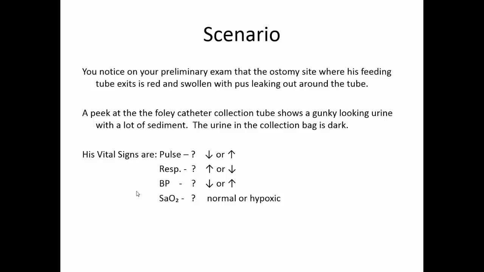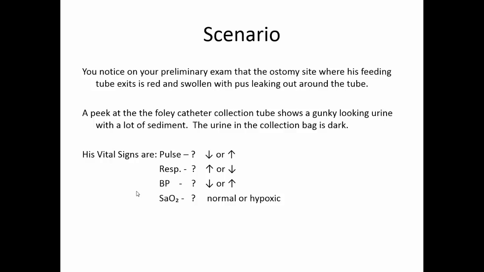You notice that when you do your cursory exam that he has an ostomy site where the feeding tube exits, and it is red, swollen, with some purulent discharge around the tube. The urine in the Foley catheter and in the bag is dark and thick with a lot of sediment.